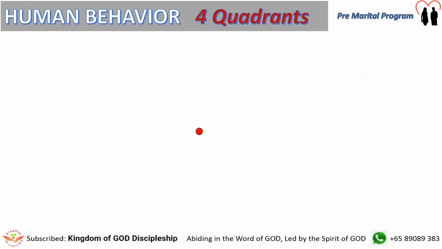On my screen, you can see a red dot. I'm going to draw a horizontal line across the red dot like this. And all those lines above the horizontal line, I call them the outgoing people. Now, keep in mind, the outgoing people are very sociable people. They are not shy and they are very comfortable with people around them.